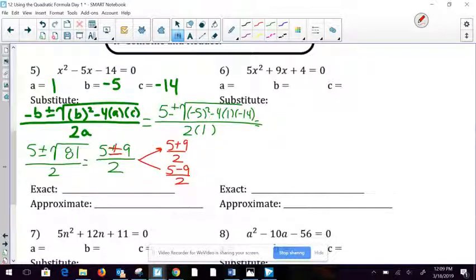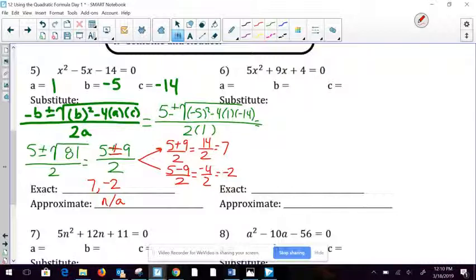And now I simplify. What is 5 plus 9? Good. 14 divided by 2, which is 7. Good. What's 5 minus 9? Yes, -4 divided by 2 is? Great job, -2. So my 2 solutions are 7 and -2. Because those are exact answers, I can write NA for my approximate answers.